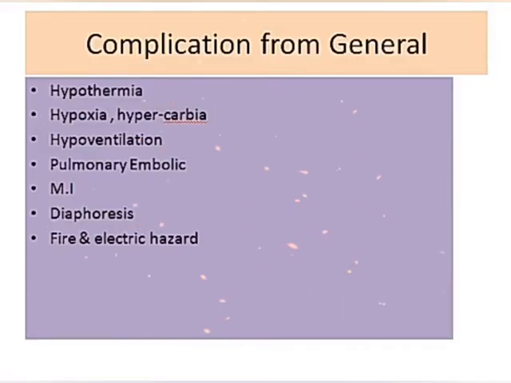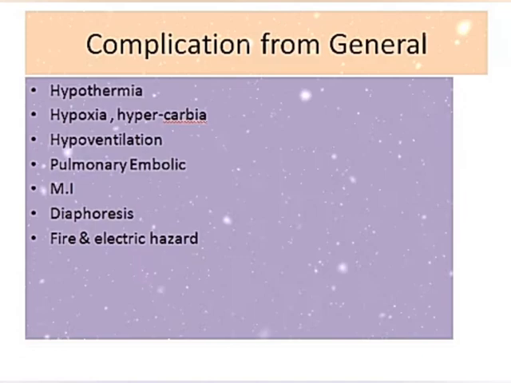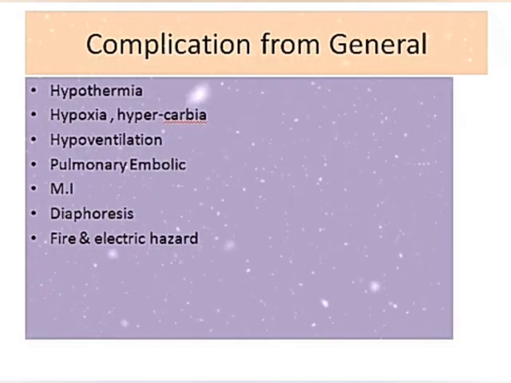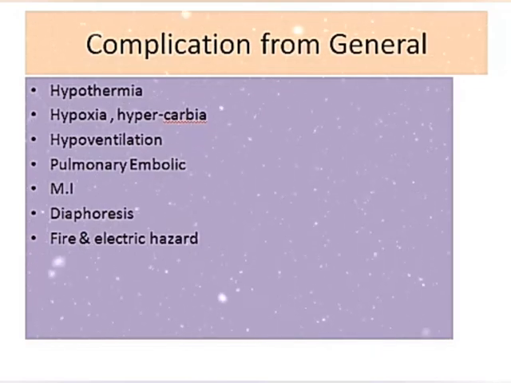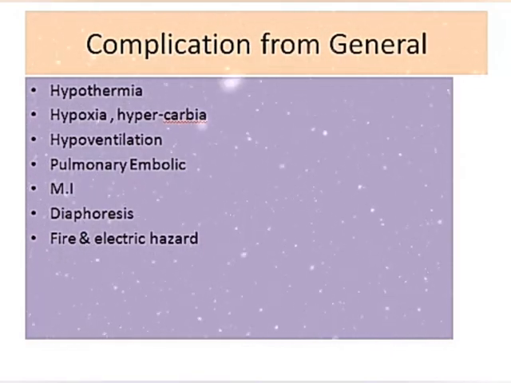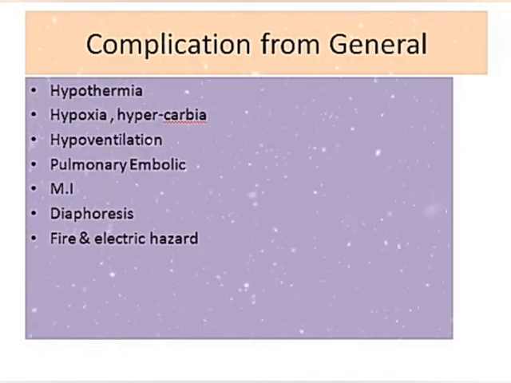The general complications that can occur from general anesthesia include hypothermia, hypoxia, hypoventilation. Now, there are 3H, 1P, and MDF. So this can be used as a mnemonic: H3PMDF. P is for pulmonary embolism, myocardial infarction, diaphoresis, and fire and electrical hazards.